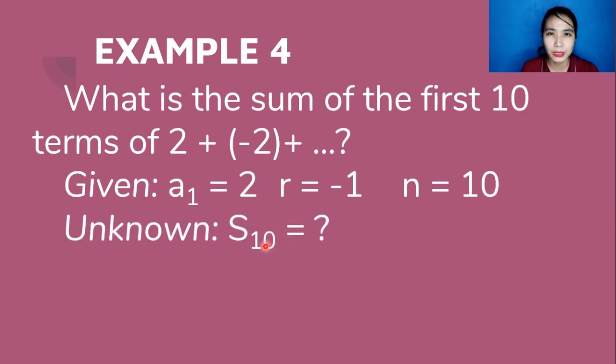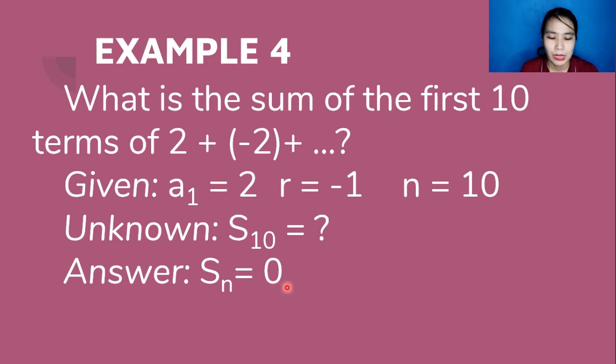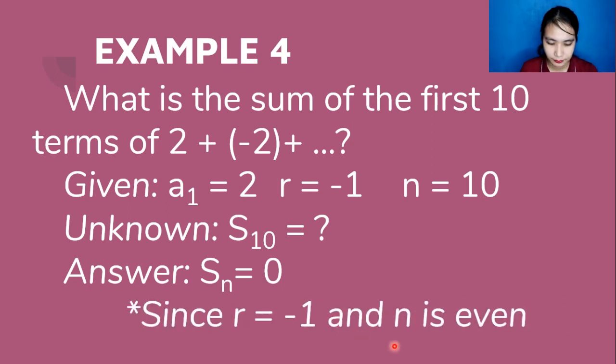We need to find the sum of the first 10 terms. And to find this, we always have s of n equal to 0, since our r is equal to negative 1. So the sum of these terms, 2 plus negative 2 plus so on and so forth, will always be equal to 0. And obviously, we have n as an even number. 10 is an even number.